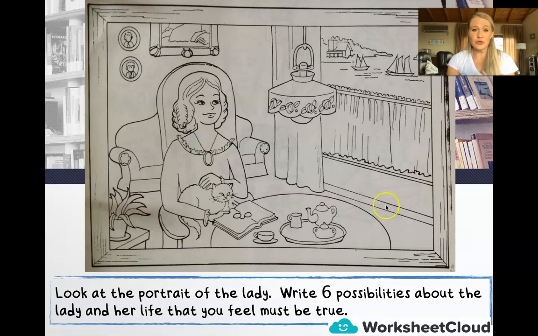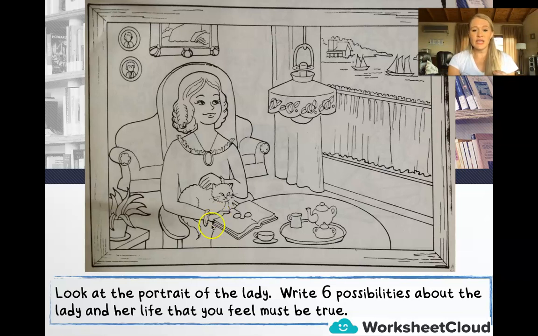If I go through this picture, by looking at her, first of all, there is a cat on her lap and she is stroking the cat. She is playing with the cat. Now I know cats are pets, so she is an animal lover. She likes cats. I don't see any dogs, so she's a cat person and she really likes cats.